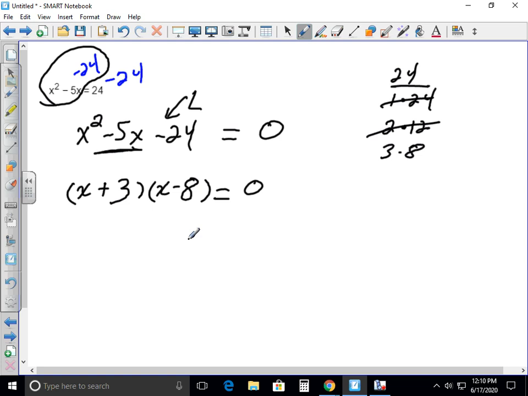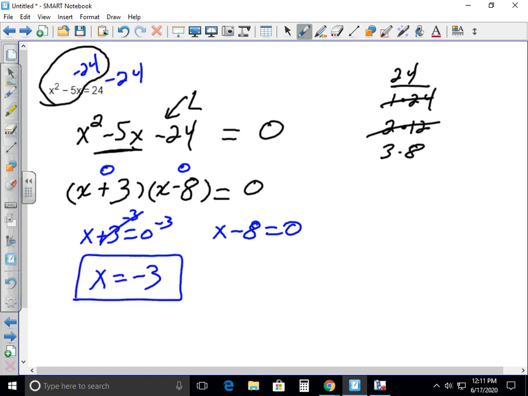And if you're not sure about that, you can FOIL this out, multiply this out, and reassure yourself that this is the right way to factor that. Once it's factored, and we have a 0 on the other side, set each factor equal to 0. How does this make 0, and how does that make 0? So subtract 3 from both sides here, and we get one solution. Add 8 to both sides here, and we get the other solution.